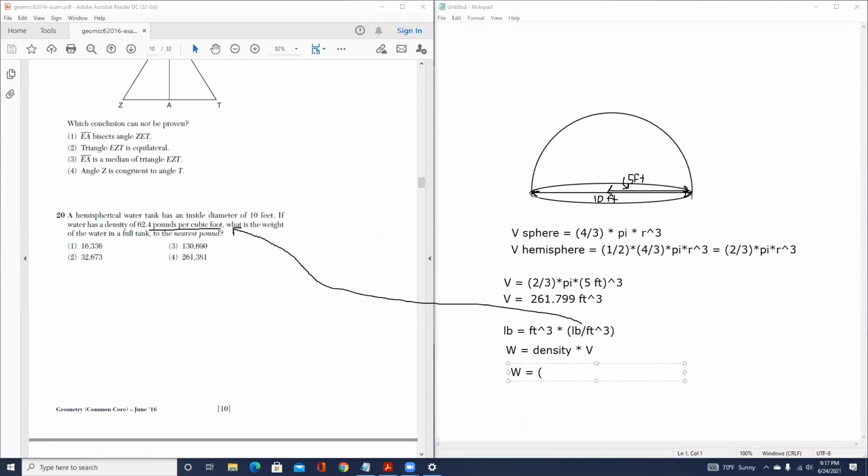This weight is equal to 261.799 feet cubed times 62.4 pounds per foot cubed. And if you plug it into your calculator and round it properly to the nearest pound, you will get that the weight is equal to 16,366 pounds. So we can safely assume that the weight of the water in this tank is equal to choice 1.